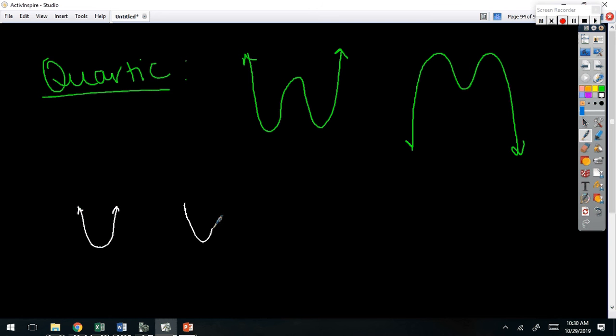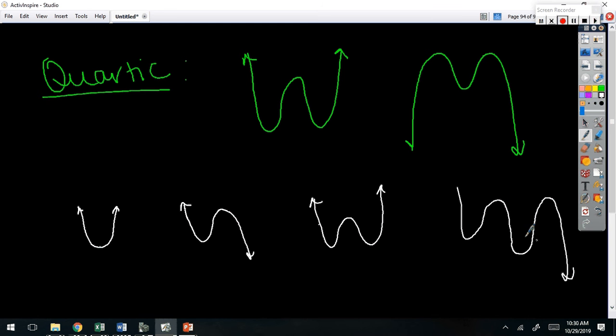Quadratic, cubic, quartic. What do you think a quintic might be? That's right. And that's going to be important as we talk about the degree, right. Okay.